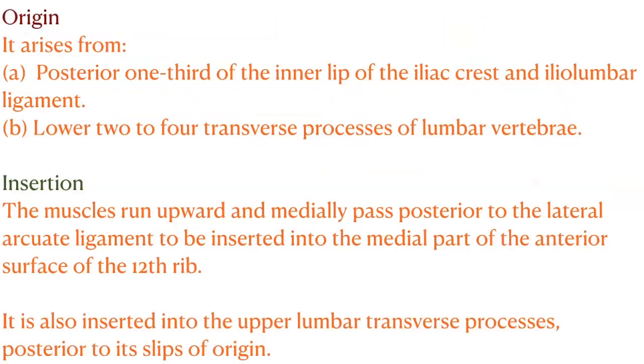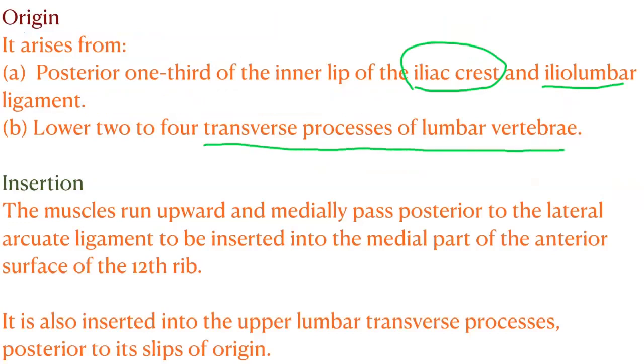It arises from the posterior one-third of the inner lip of the iliac crest. So it arises from the iliac crest and iliolumbar ligament, and the lower 2 to 4 transverse processes of the lumbar vertebrae. And for insertion, the muscle runs upwards and medially, passes anterior to the lateral arcuate ligament, and is inserted into the medial part of the anterior surface of the 12th rib.